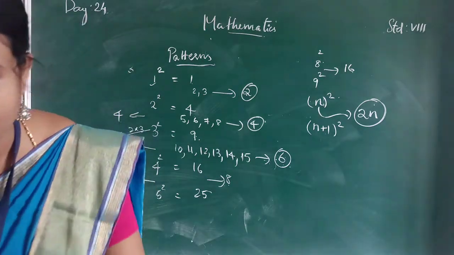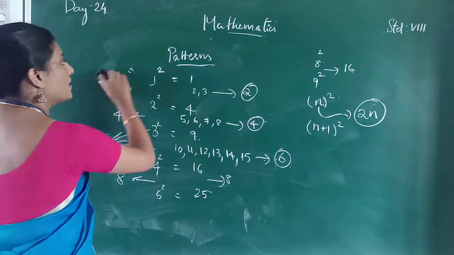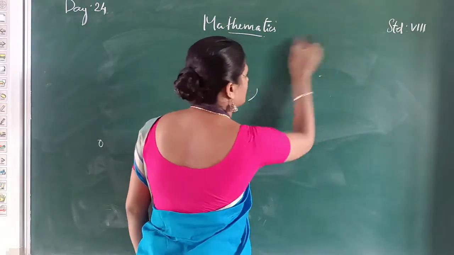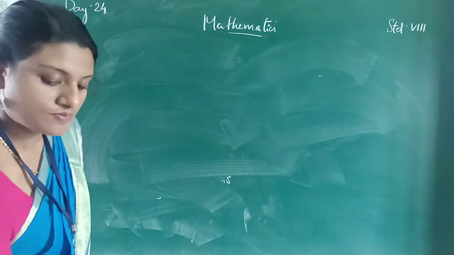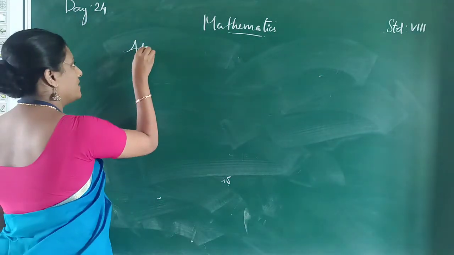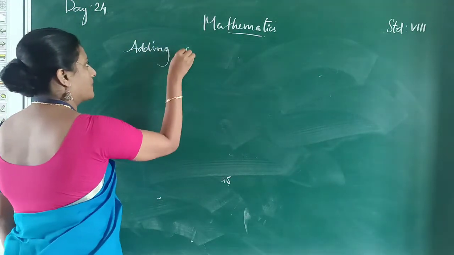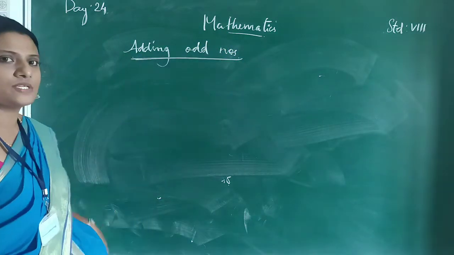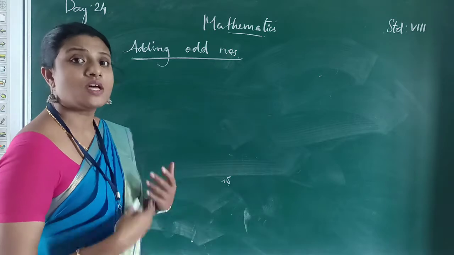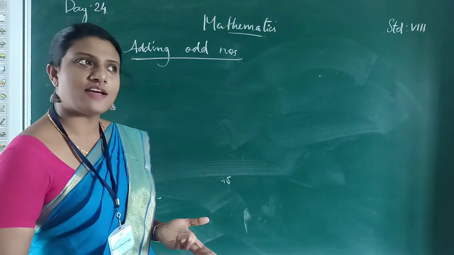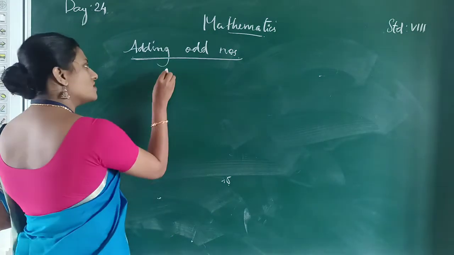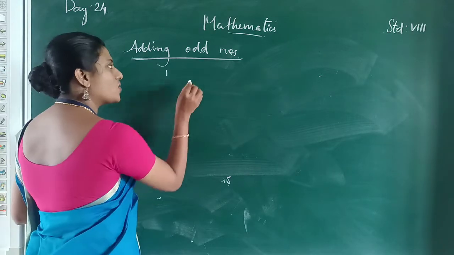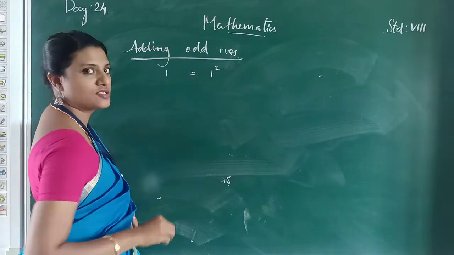Next one is adding odd numbers. So consider the odd numbers 1, 3, 5, 7, 9, etc. Right. So the first odd number is 1, and its square is 1 square.